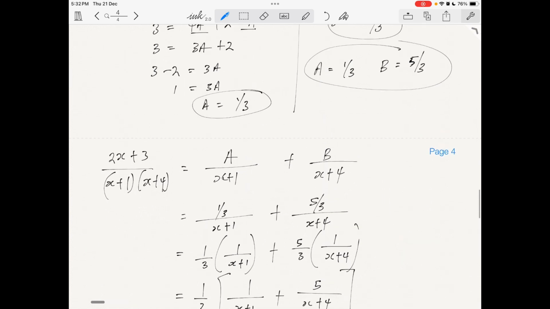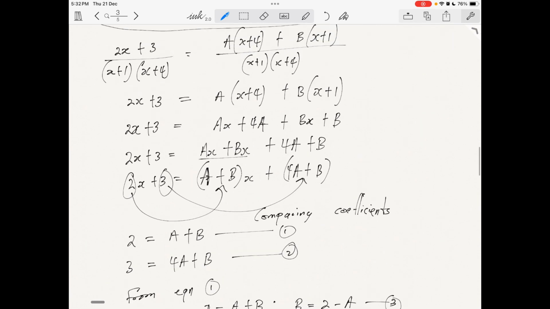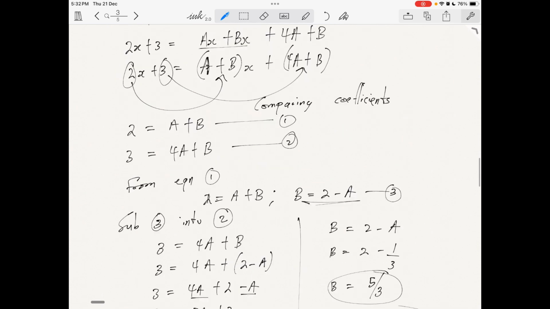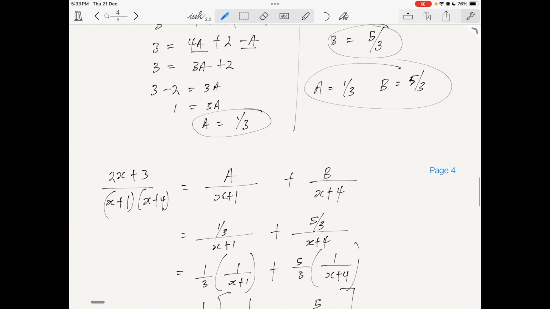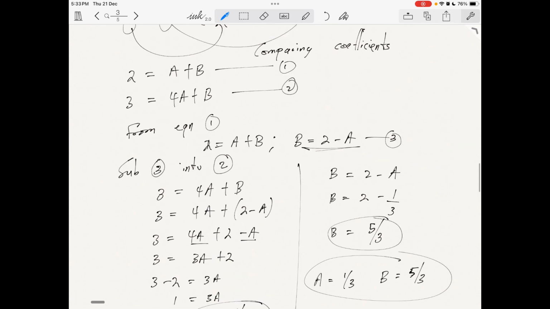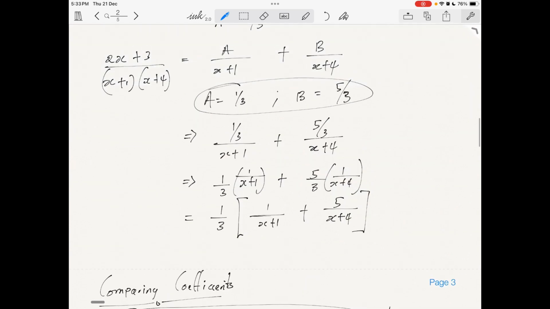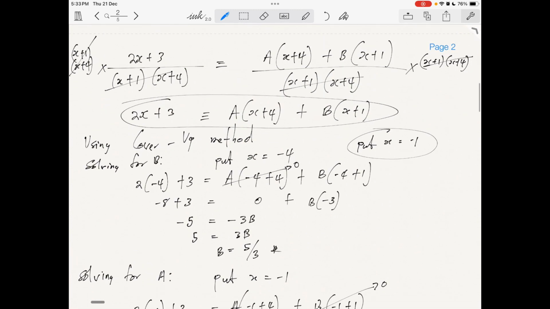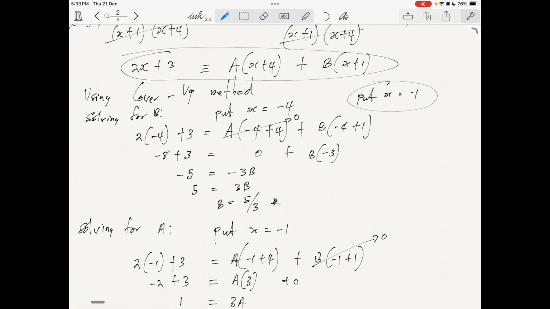Now let's compare the lengths. We started with comparing coefficients, and comparing coefficients is quite long. While the cover up method is very straightforward, we're just trying to eliminate a variable.